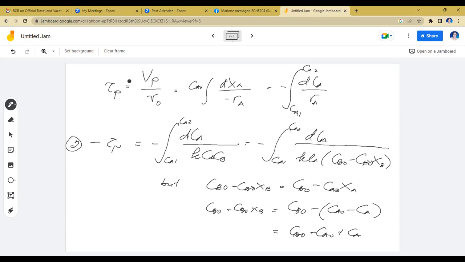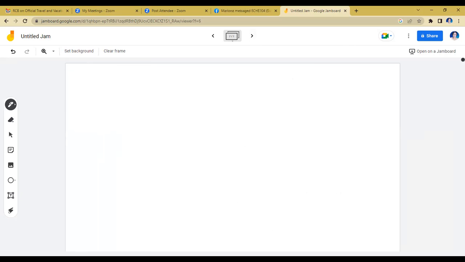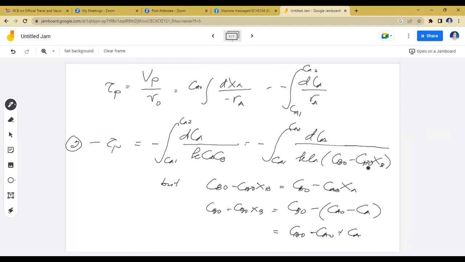So I'll go to the next slide. So I'll write here from to your tau p, which is equal to negative dCA over kCA integrated from CA1 to CA2. Now, the expression CBO minus CBOXB, I'll change to this one now.